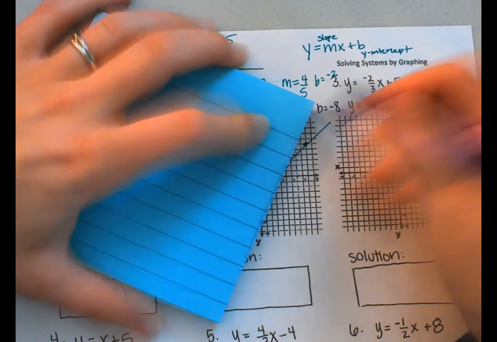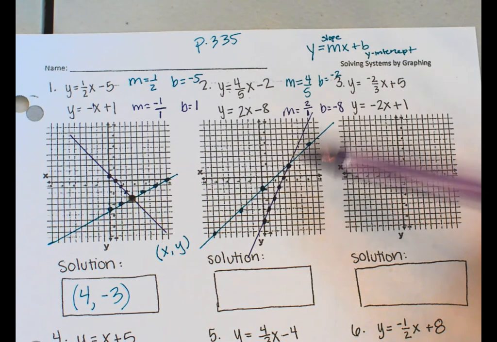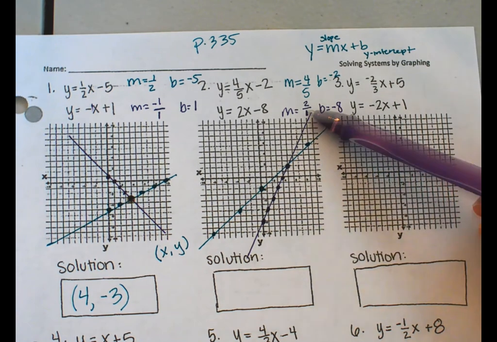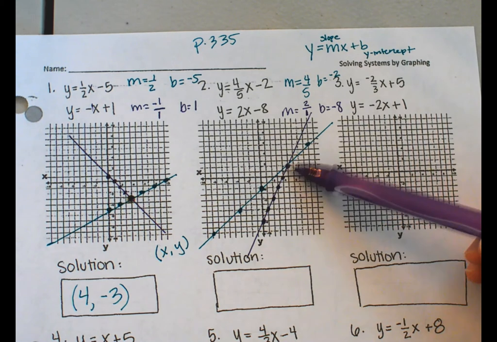So I like to just keep going until the lines meet. That way I know the exact point. If I only draw 2 points and make the line, it might be hard to tell exactly where they cross. So I always like to just keep going until they actually meet.